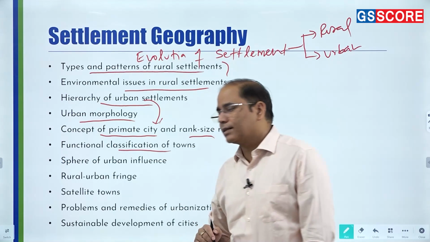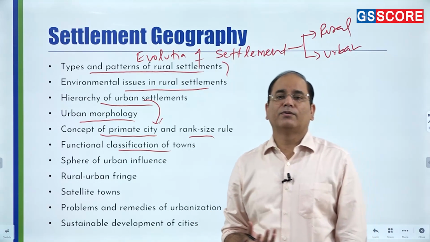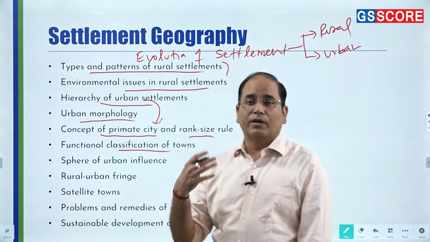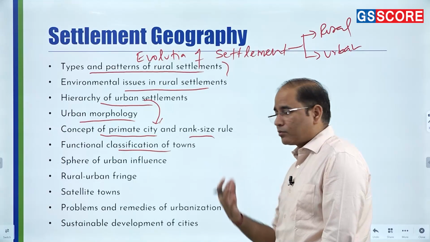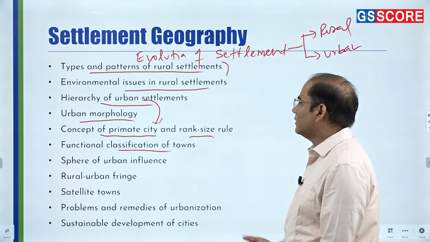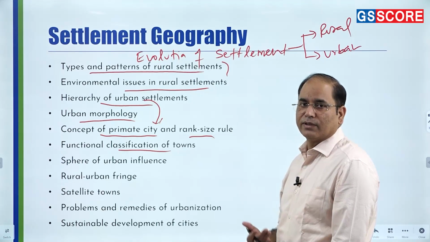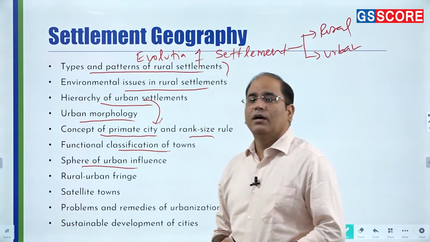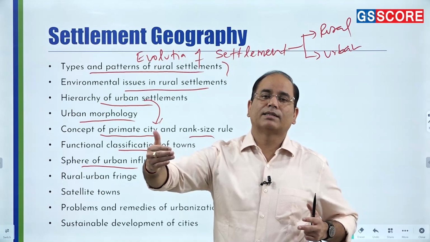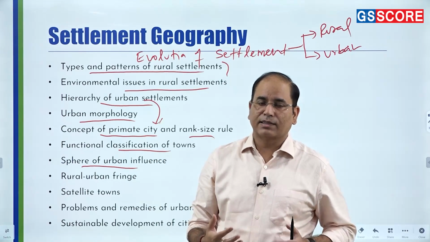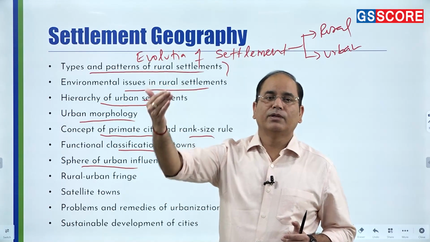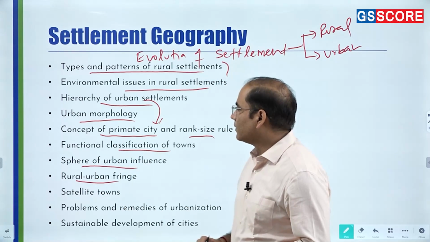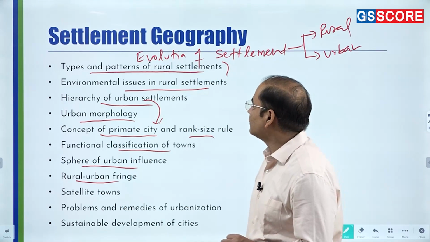Then we have the functional classification of towns, like administrative towns, industrial towns, commercial towns, trading towns, coastal towns. So different towns are classified based on their function. Then we have the sphere of urban influence: up to what extent the urban areas are extending, and their influence on the nearby rural areas. Very much related to the concept of rural urban fringe also.